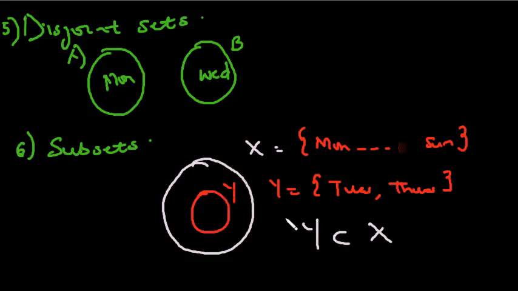X contains Y. And that's all about Venn diagrams and relationships with two sets.